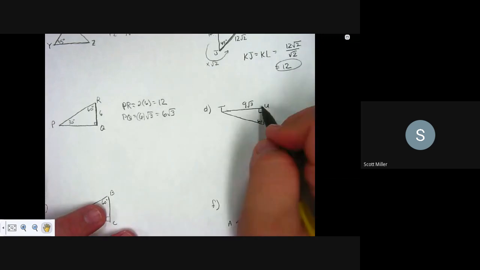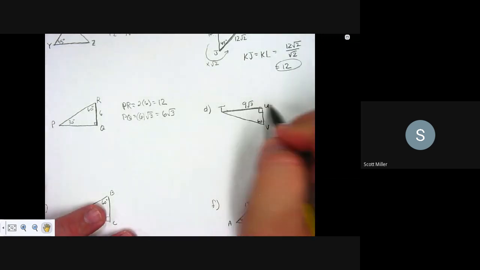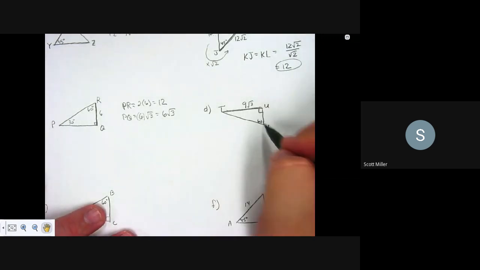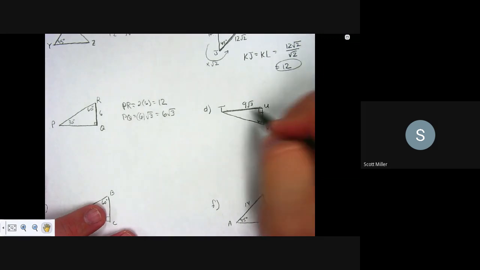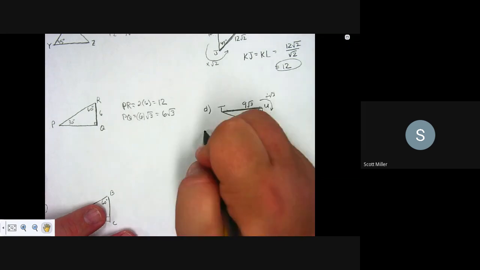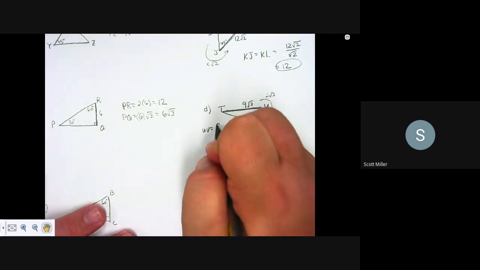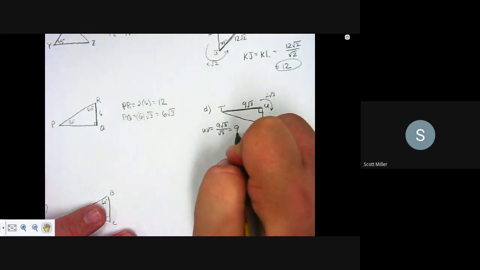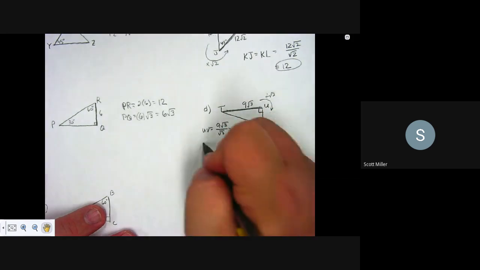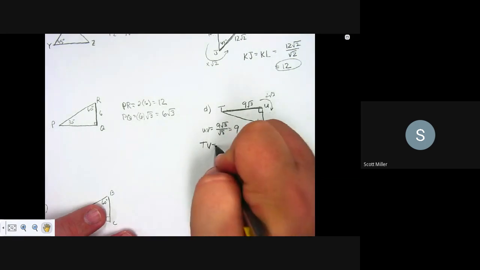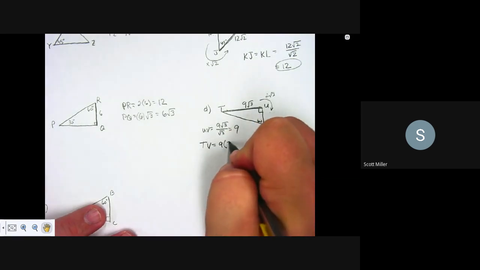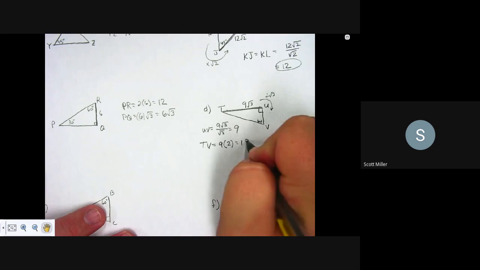Same thing here. I gave you the long side. I know this is the long side because it's opposite the 60-degree angle. And so to go from the long side to the short side, always go to the short side. You're going to divide by the square root of 3. So that means UV is 9 times the square root of 3 divided by the square root of 3, or simply 9. And then TV, which is the hypotenuse, is the short side times 2, or 18.